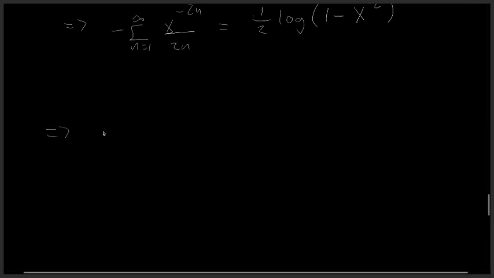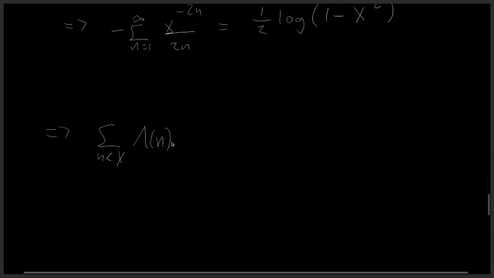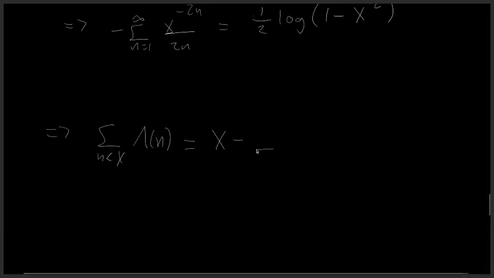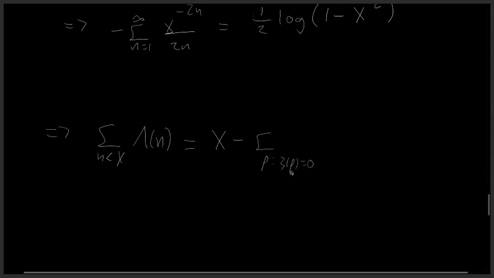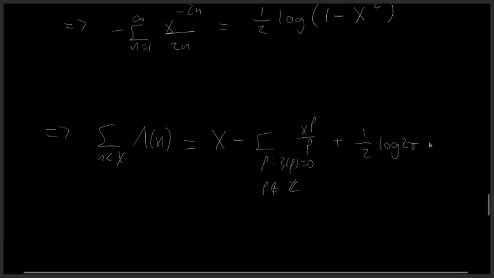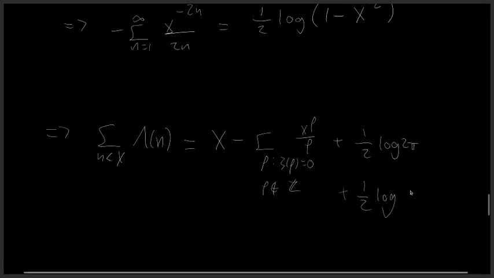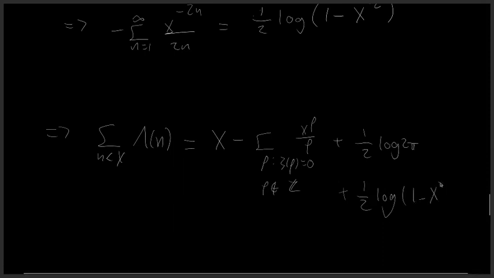So what this implies is that the sum over n less than x of the von Mangoldt function is equal to, and this is an exact equality, which is quite remarkable, the sum over the non-trivial zeros, so rho non-integer, of x to the rho over rho, and then plus 1/2 log 2 pi, and then plus 1/2 times log of 1 minus x to the minus 2.